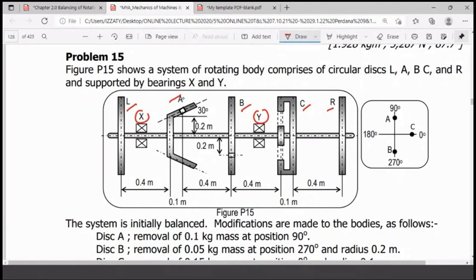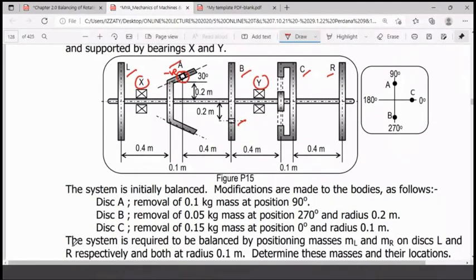The modification is what? A, removal of 0.1 kg mass at position 90 degrees. So this one, remove, put it in negative. B, removal of 0.5 at 70, this one also removal. The next one, C, is also removal, at 0.1 at 0 degrees. So this is not difficult.